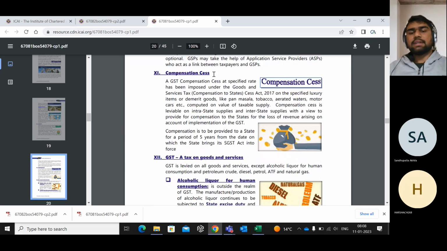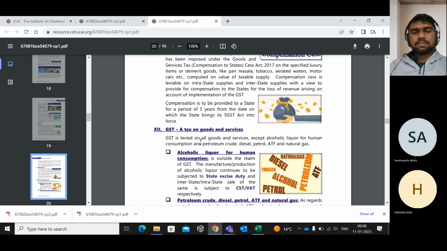Compensation cess, as I discussed yesterday: by introducing GST in India, there are some states which lose their revenue. So the central government agreed to compensate them for certain years. They mentioned 5 years here, but after the 5 years, they extended it for 5 more years for compensation to states. That is the compensation cess.